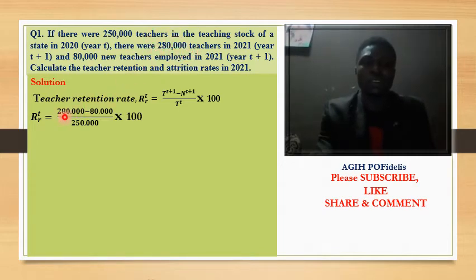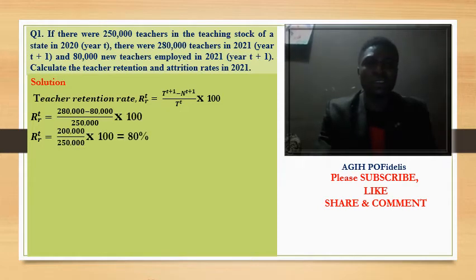We put it here, then minus the number of newly employed teachers, then over the number of teachers in stock, that is the year just completed, 250,000. Then we multiply the whole expression by 100.